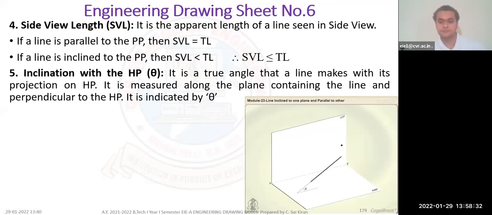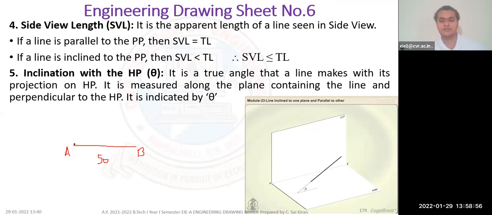Okay. Suppose this is my line, which is 0 degrees to HP. This is my letter A and letter B for the line example. Now what I'm doing is I'm giving some inclination. So this is my radius. Suppose the radius is 50 mm. Example radius 50 mm. So now I'm giving inclination.